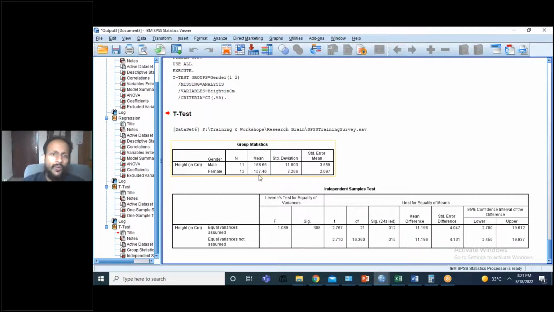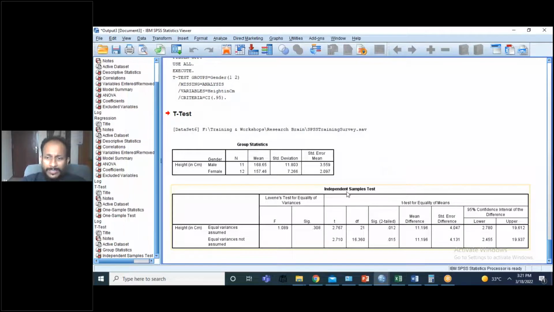All right. So now, what is the null hypothesis? Null hypothesis is height of male is equal to height of female. Alternate hypothesis is height of male is not equal to height of female. This is the alternate hypothesis.